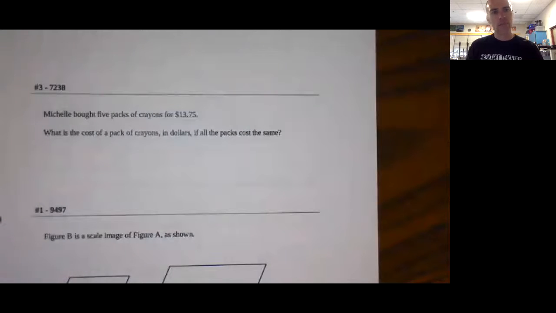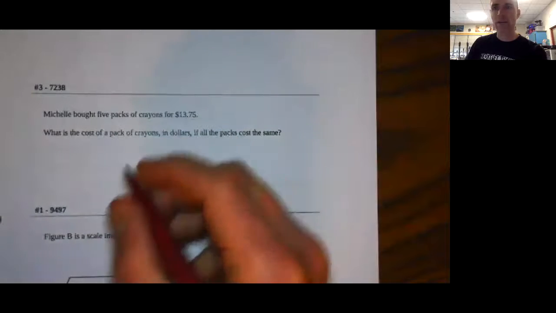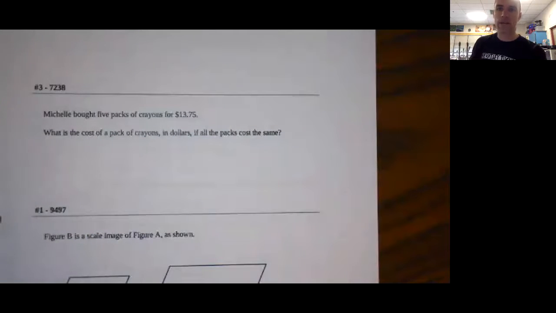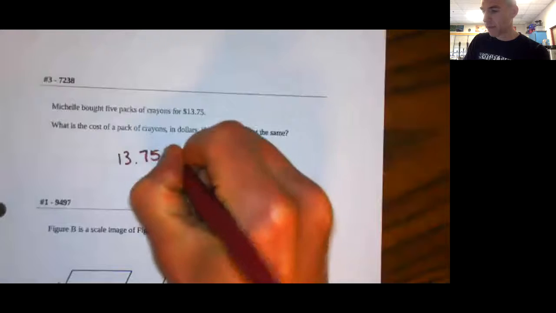The first one says, Michelle bought 5 packs of crayons for $13.75. What is the cost of a pack of crayons in dollars if all packs cost the same? The fact that it says in dollars is a little weird. I hope that doesn't make you feel like you can only have a whole number answer, dollars, no cents. In dollars could also mean $2.75. What we're trying to find is a unit rate, the cost for 1 pack of crayons. We did a lot of that way earlier this school year. That's just going to be 13.75 divided by 5.